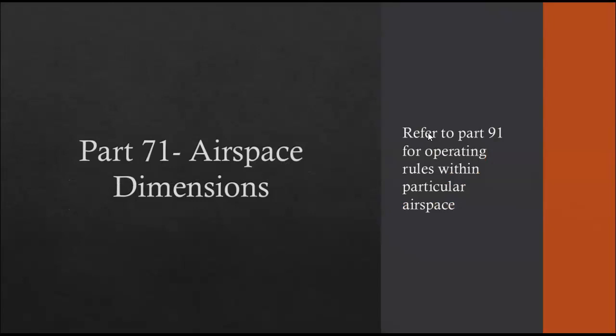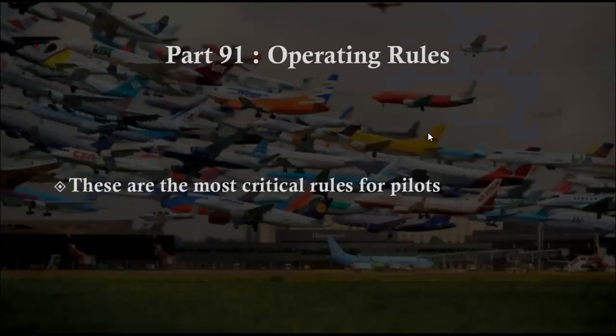Federal Aviation Regulations Part 71 is a description of all of different airspace in the National Airspace System in the United States. You will need to be familiar with the description of all of the different classes of airspace that you'll be operating in as a private pilot. But Part 91 lists all of the operating rules within those different classes of airspace.